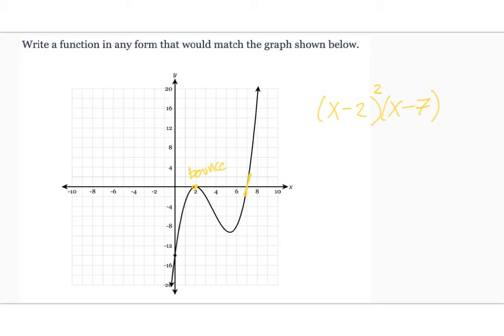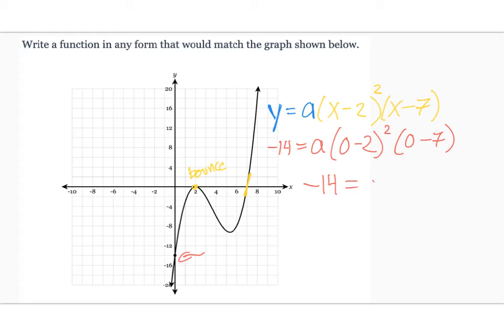And because I don't know what my leading coefficient is, I'm just going to put an a there for a second and say that y is equal to a times the quantity x minus 2 squared times x minus 7. And the way that we find a is we use our y-intercept, which looks like it's at negative 14. We don't know what a is, and we'll leave that. For the y-intercept, it's going to be 0 minus 2 squared and 0 minus 7. So we get negative 14 is equal to a.